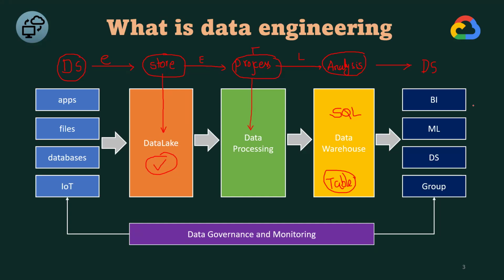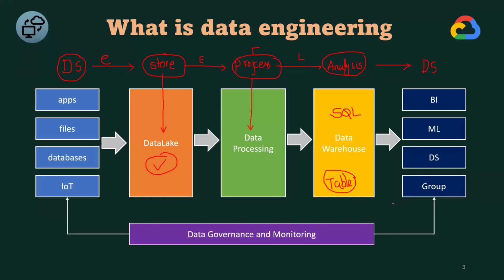Okay, and we don't want to do things manually. These arrow marks indicate a pipeline. We create pipelines which run in a scheduled fashion or in a continuous fashion, so that we don't have to do things manually. So this is what data engineering is. This entire chart tells you about data engineering.